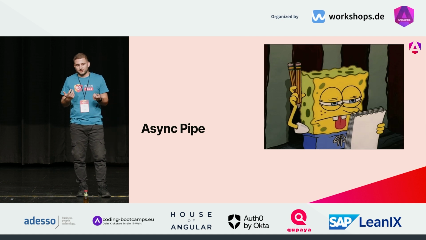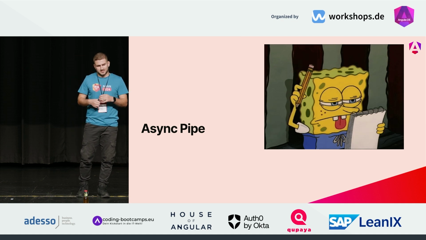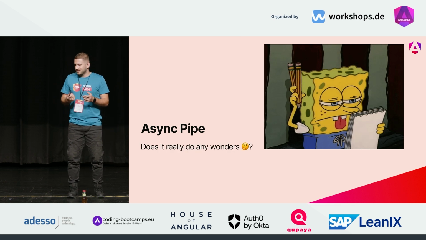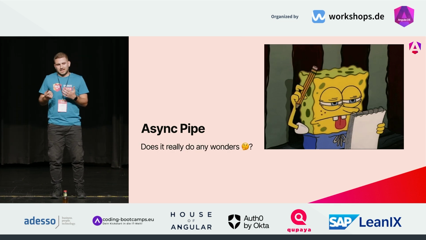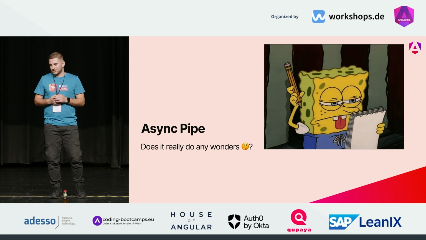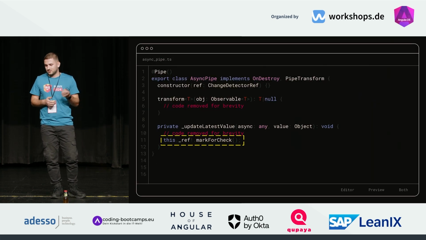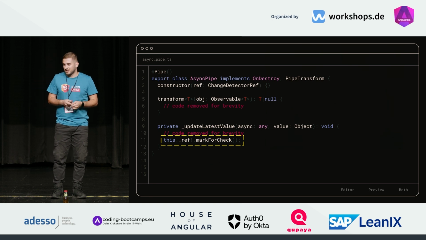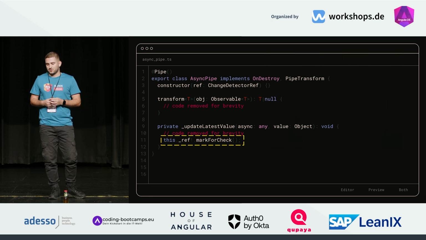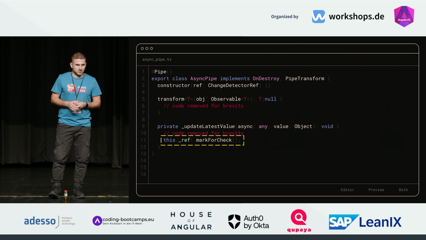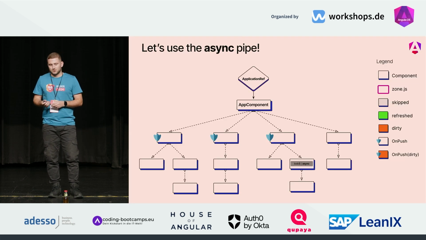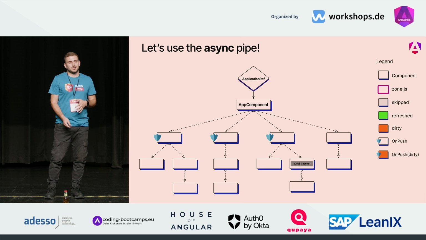But what about the async pipe? Because, hey, async pipe and OnPush improves change detection somehow. But I don't think it does any wonders, because it just uses markForCheck under the hood. And if we look at the internal implementation, we see that updateLatestValue will just use changeDetectorRef.markForCheck. So if we use this async pipe, we should have the same, let's say, behavior as before.